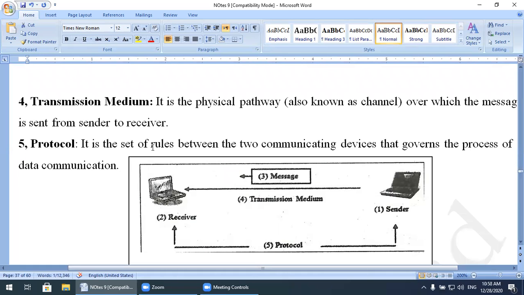So a rule is this: when you're composing or sending a message to any other person, the recipient receives the message as it is, as you sent it. So this is the protocol or rule.